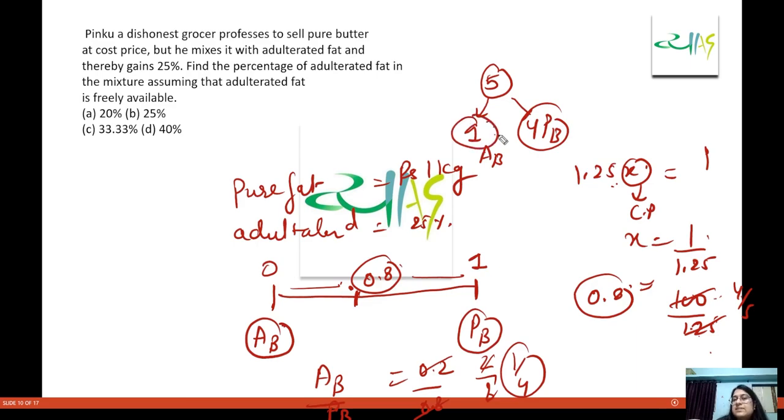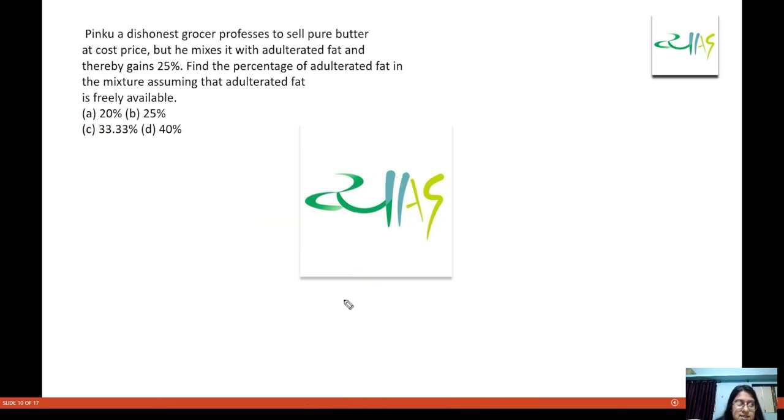So this one part is equal to what percentage? So 1 by 5. Adulterated butter is 1 by 5, and 1 by 5 in percentages means 20%, because 1 by 5 into 100 is 20%. So this becomes 20%. So I hope everybody is clear with this thing. All right. Now let's move forward.